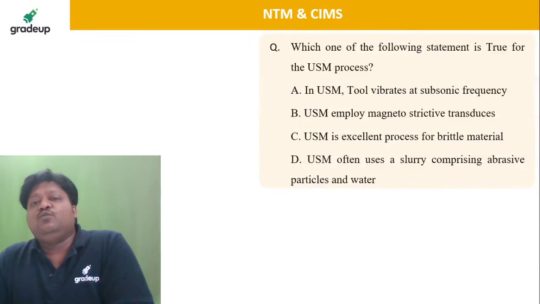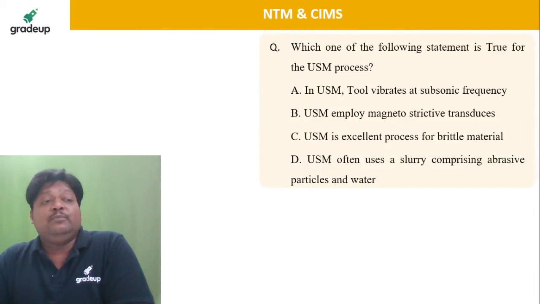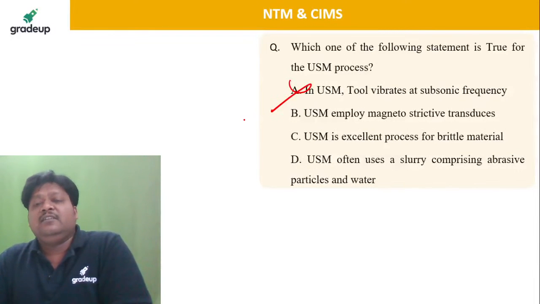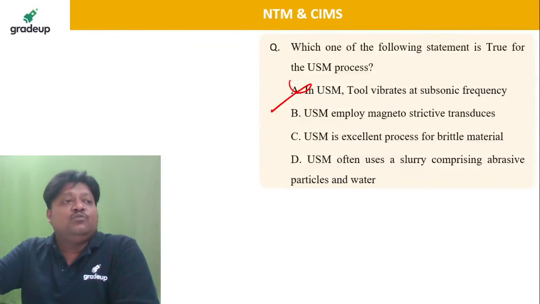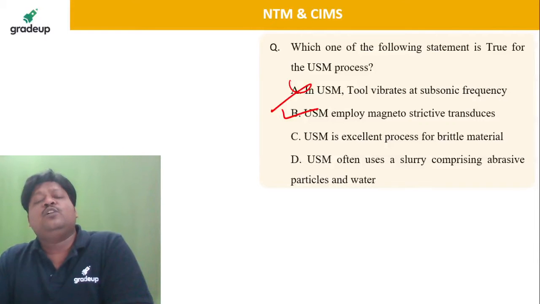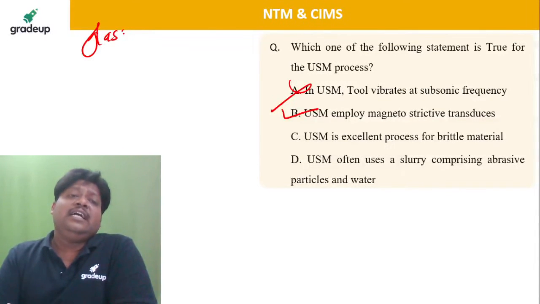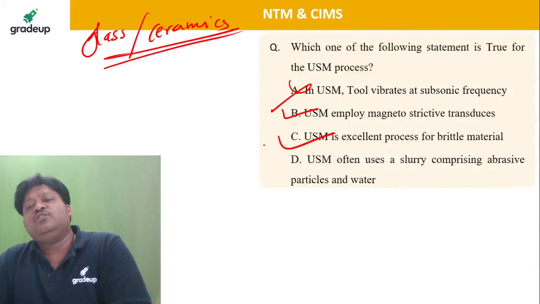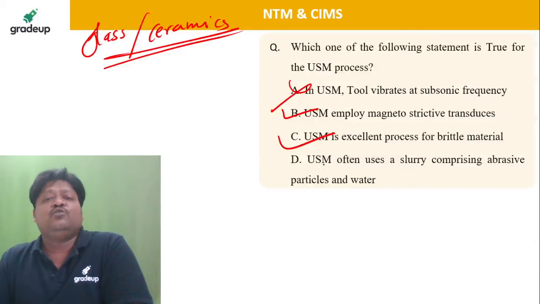Which one of the following statements is true for the USM process? Please check the statement or statements. In USM, tool vibrates at a subsonic frequency? No, it is an ultrasonic frequency, right? USM employs magnetostrictive transducers to move the tool, to vibrate. USM is an excellent process for brittle materials, like glasses and ceramics. We can drill holes in them, right? Absolutely correct. USM often uses a slurry comprising abrasive particles and water. Yes, this is also absolutely correct. B is also correct.